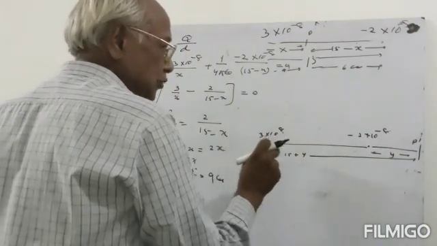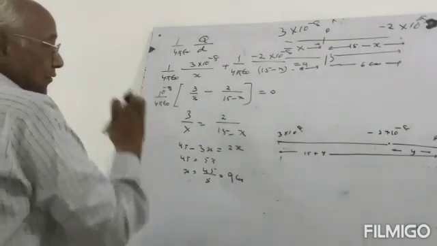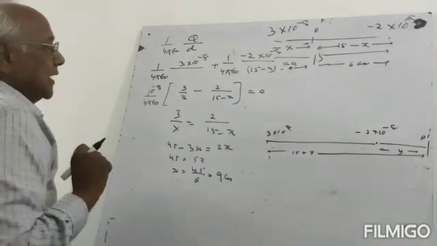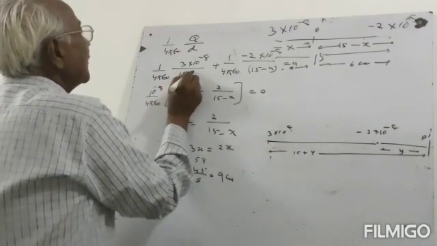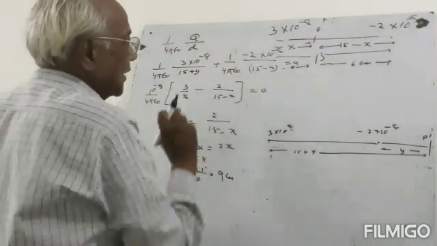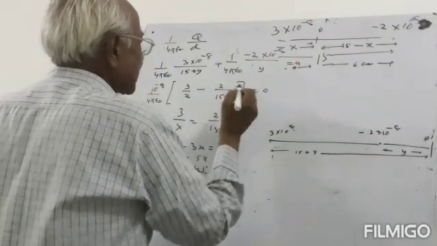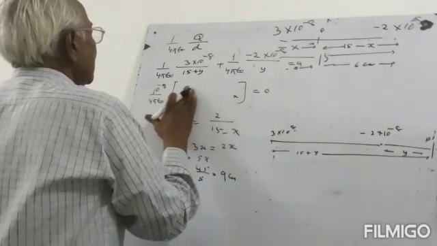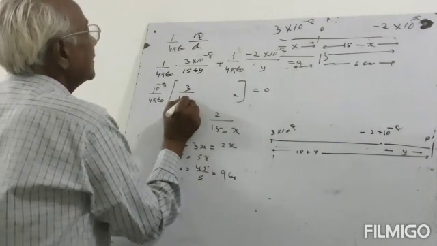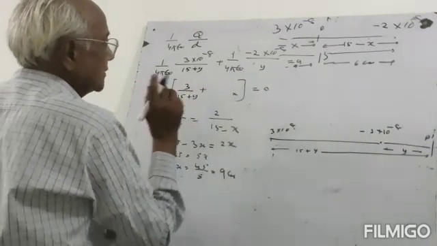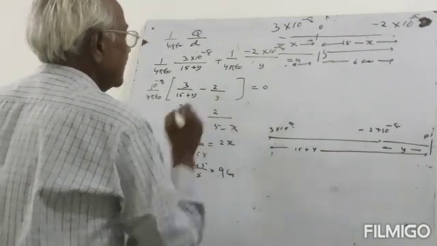It will be equal to the sum of the potentials due to these, because potential is a scalar quantity. So it will be equal to 1/4πε0 × 3 × 10^-8/(15 + y) plus 1/4πε0 × (-2 × 10^-8)/y, and the sum of this will be equal to 0. So this will be 3/(15 + y) plus, the minus comes, minus 2/y. This is equal to 0.